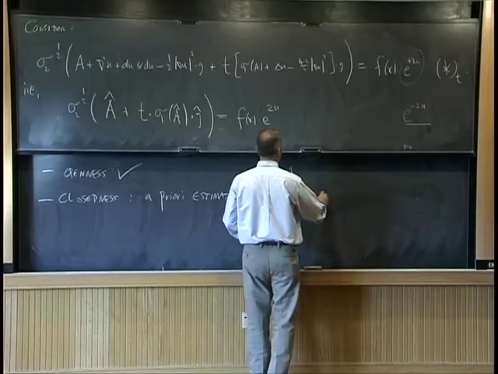is that if U is a solution to star T, then the max of U has a fixed upper bound, independent of T. Okay, this is just the maximum principle.